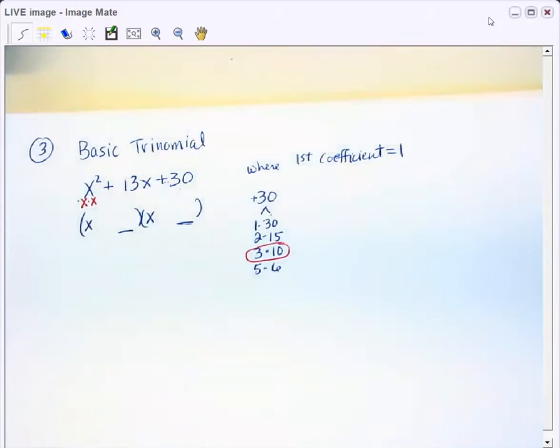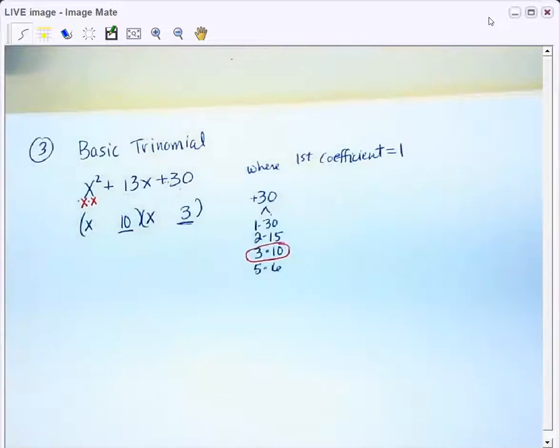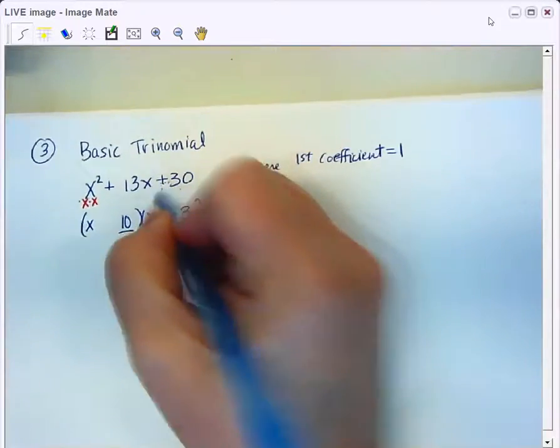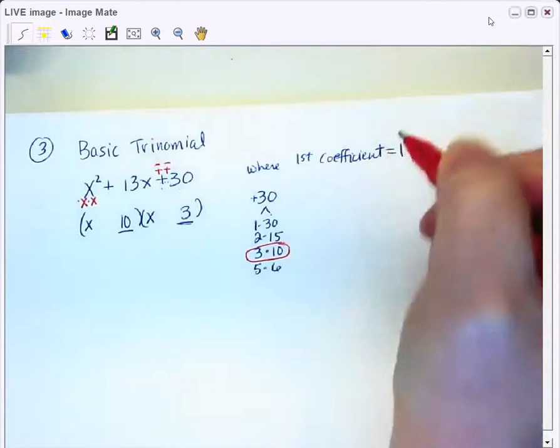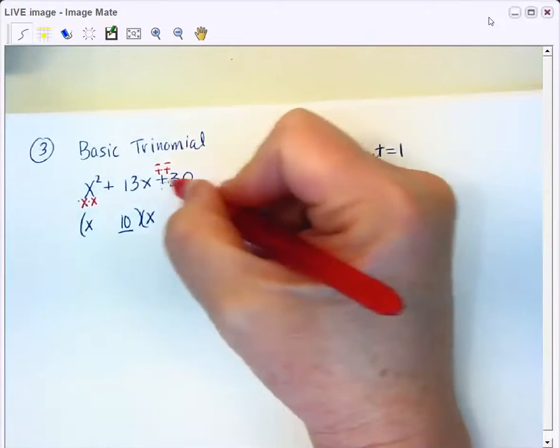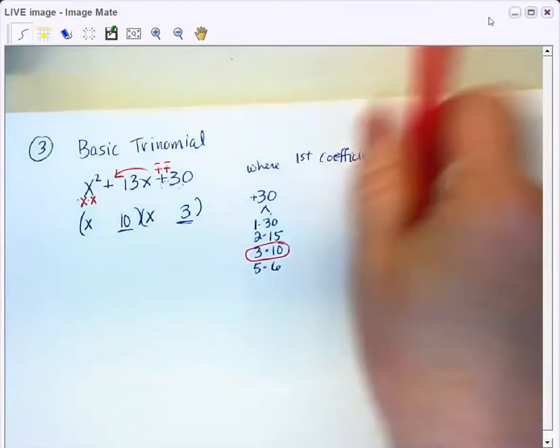I'm going to have you put the bigger number in the first parenthesis. I have a reason for that, and I'll tell you in a few minutes. But right now, it's not wrong if you switch them, and I'm going to show you why in a minute. So I'm going to have 10 and 3. If this is a positive, I've either got two pluses or two minuses, because those are the only things that will multiply together to give me a positive. And this one determines which one.